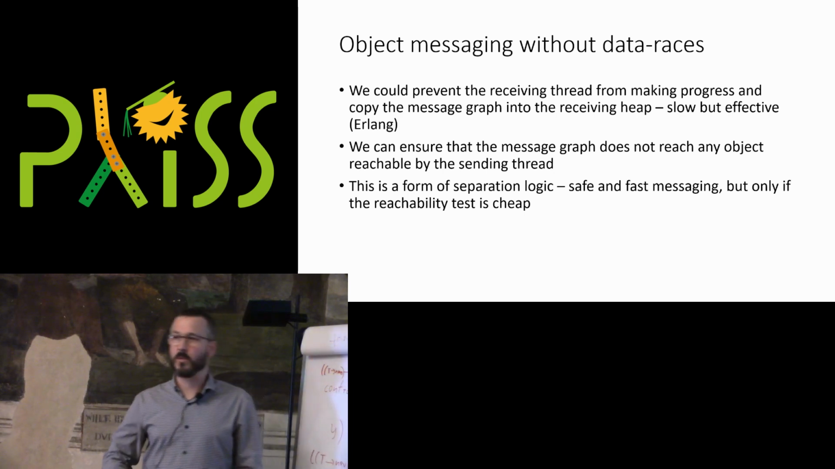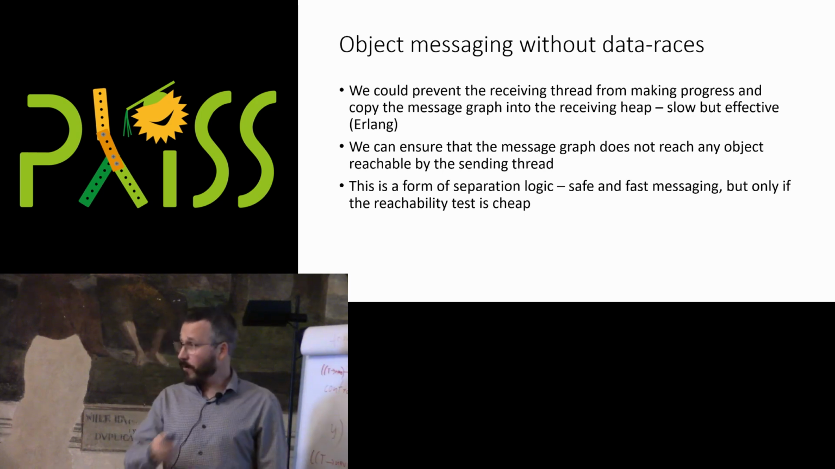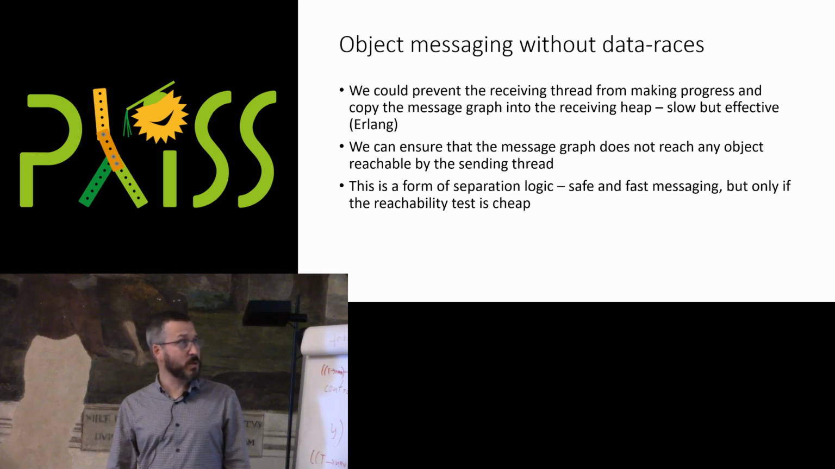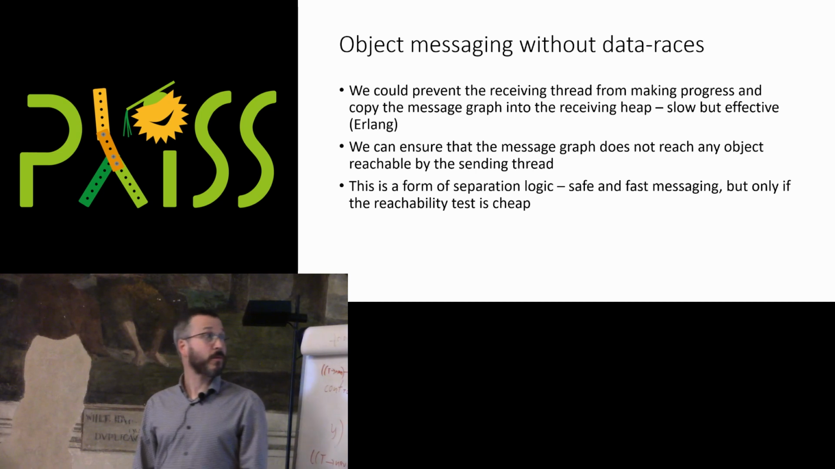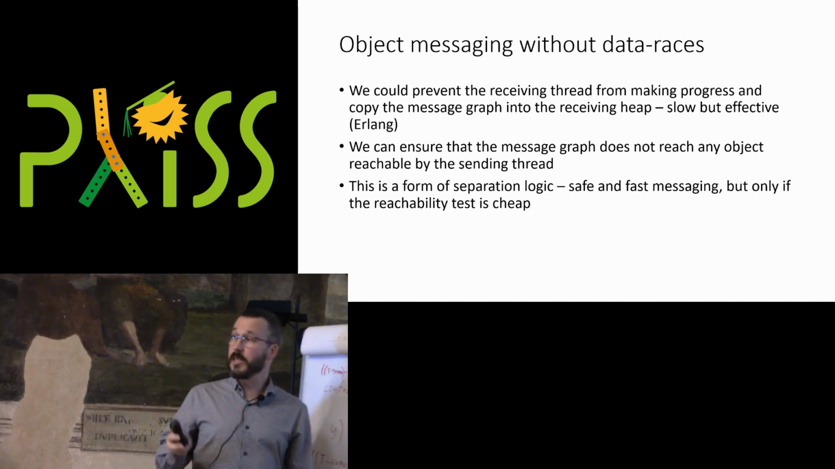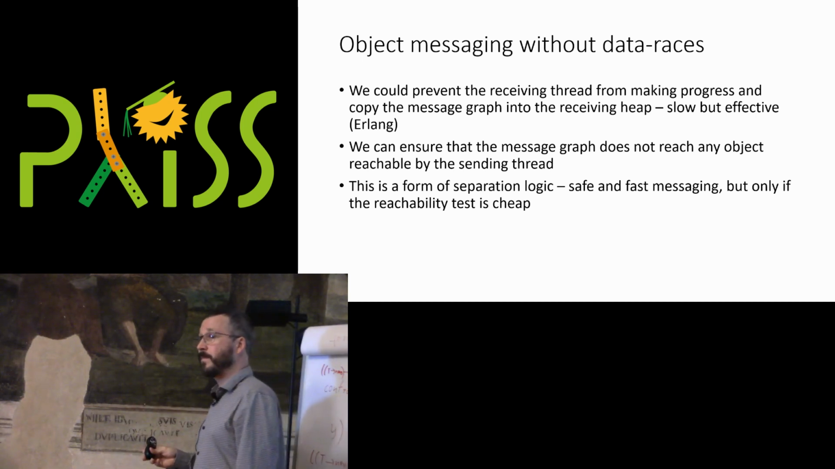There's a little bit to do with some large object heap stuff and the usual performance modifications that you end up making when you go down this route. But roughly speaking, that's how actors, called processes in Erlang, communicate. It's doing exactly that. But it is slow, of course. It's crazy slow. Of course, you don't want to copy that whole thing. We could ensure that the message graph doesn't reach any object that is also reachable by the sending thread.